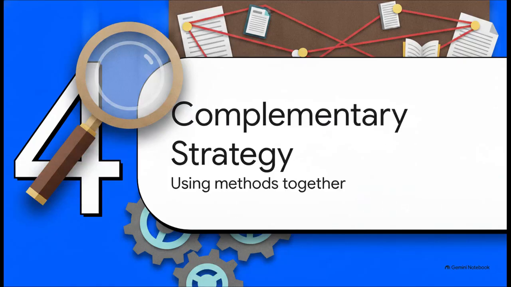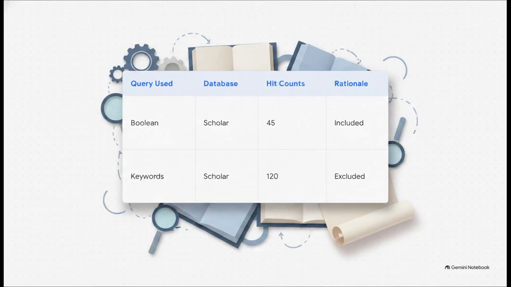Which leads us perfectly into Section 4, a complementary search strategy. A master detective doesn't just throw away their magnifying glass because they bought a string board, right? They use both tools together to build an airtight, defensible case. These two logics are partners, not competitors. But when you combine them, you absolutely need to document your investigation using a search log table. Think of this as the ultimate receipt of your systematic process.